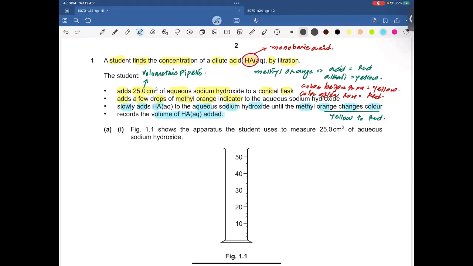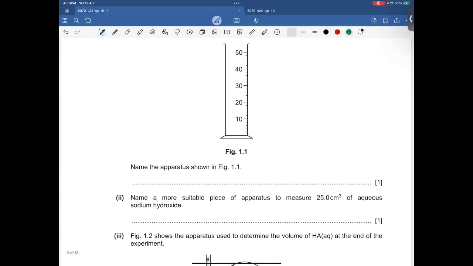Record the volume of HA added. All right. Figure 1.1 shows the apparatus a student uses to measure 25 cm cube of aqueous sodium hydroxide. Obviously, this apparatus is going to be the measuring cylinder. So the examiner is looking for its name. Straight away, measuring cylinder.